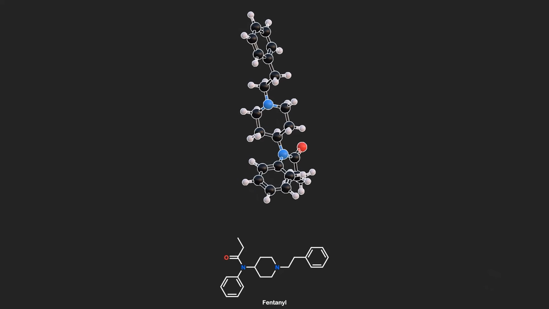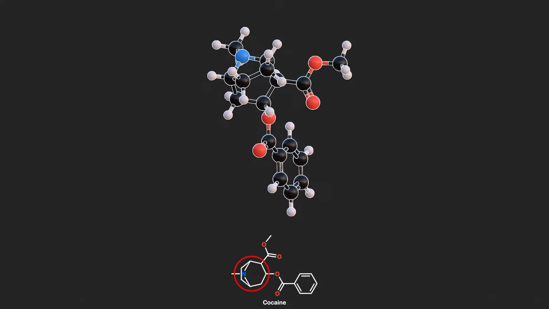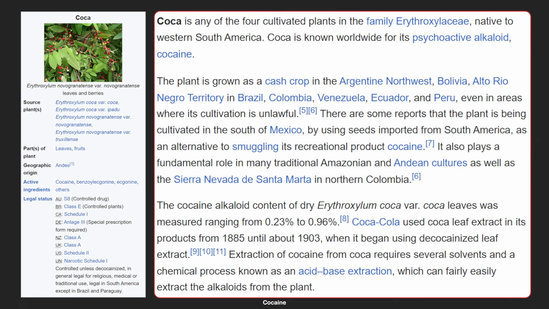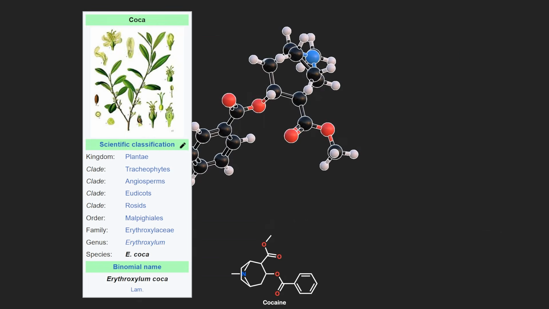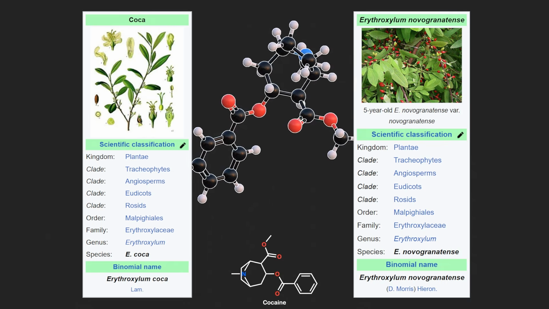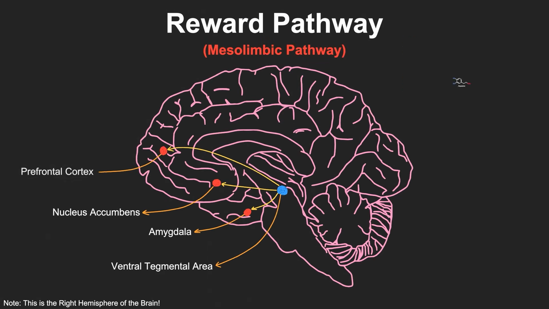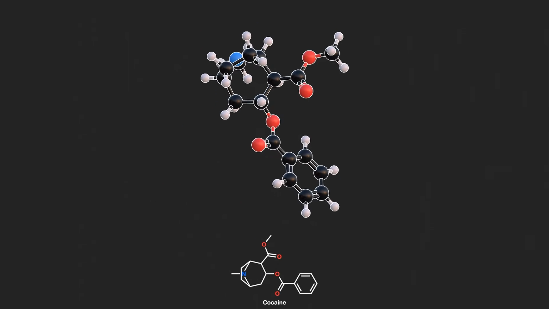The next drug we'll be discussing is cocaine. Cocaine is a tropane alkaloid that acts as a central nervous system stimulant. It is primarily obtained from the coca plant, native to South America, specifically Erythroxylum coca and Erythroxylum novogranatense. Cocaine stimulates the mesolimbic pathway and can cross the blood-brain barrier via a proton-coupled organic cation antiporter.